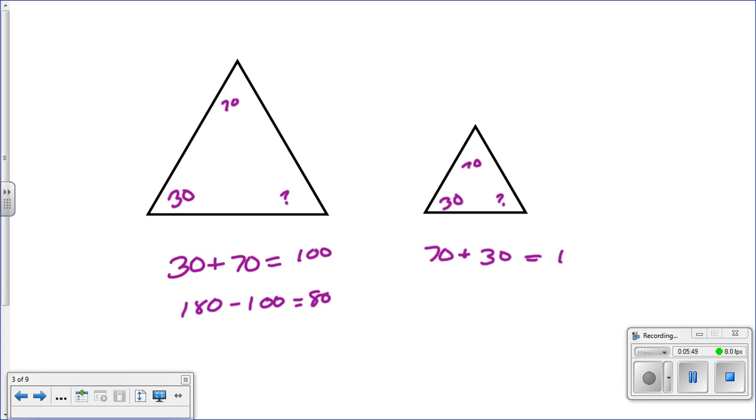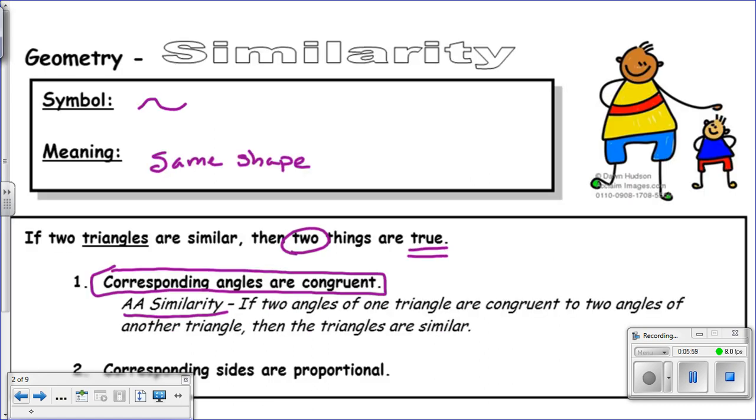Oh my goodness, I've got that 110 in my head. I don't know why. So 180 minus 100 is also 80. It's the exact same math problem on the other triangle. Okay, so going back here, corresponding angles are congruent. And specifically with triangles, if you have two angles from one triangle congruent to two angles from another one, then they're similar. They have to be similar.